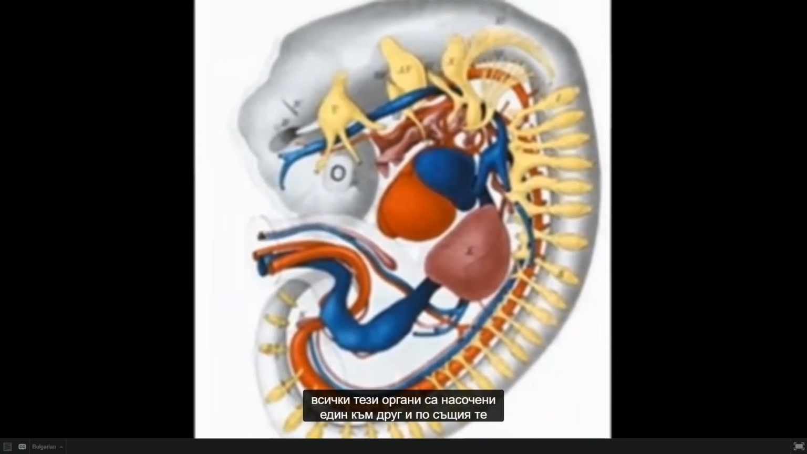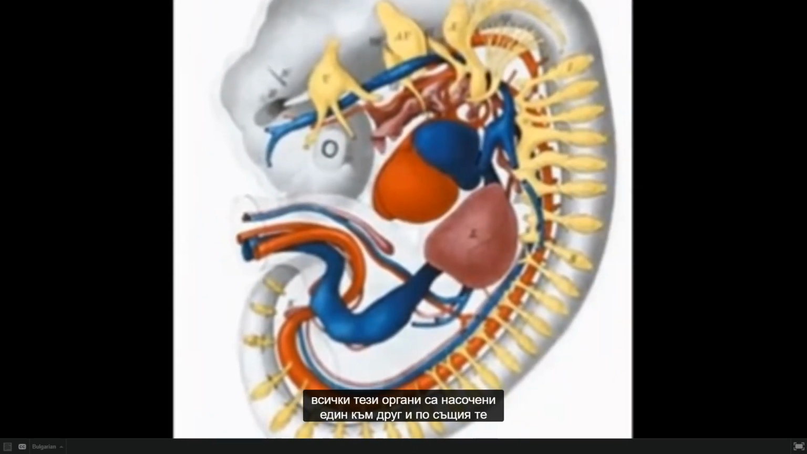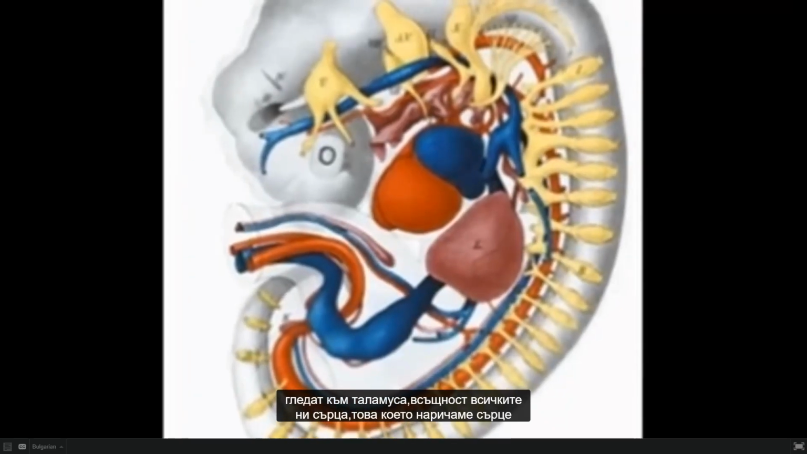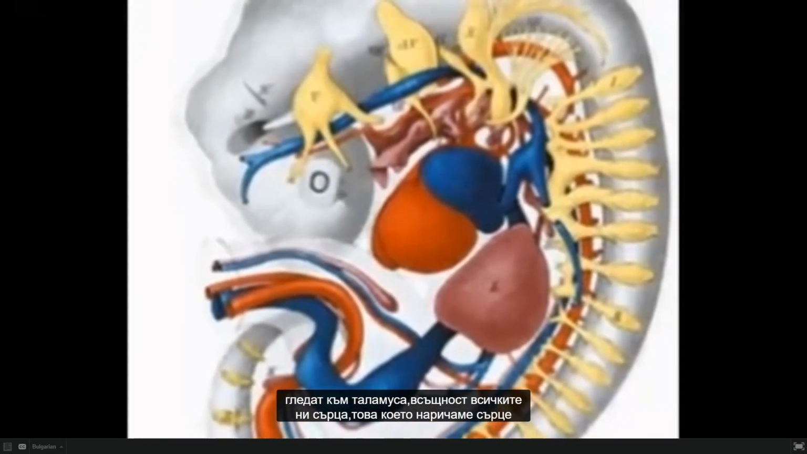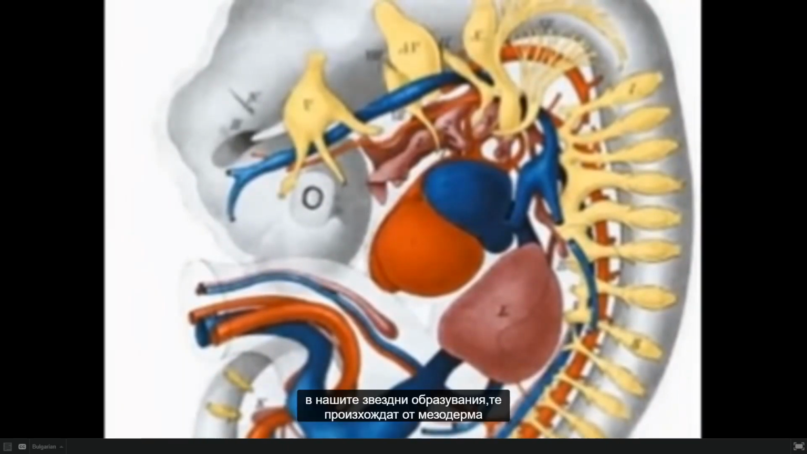Also, all of these organs face each other, and in the same way they face the thalamus. Actually, all our hearts, what we call hearts in our star formations, have their origin from mesoderm. Mesoderm, if you remember, I explained to you that this is the transitional matter in the embryo.